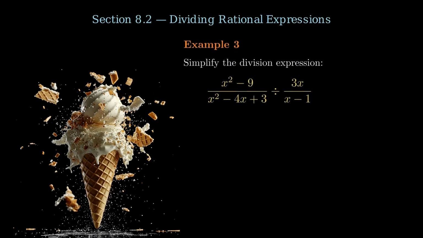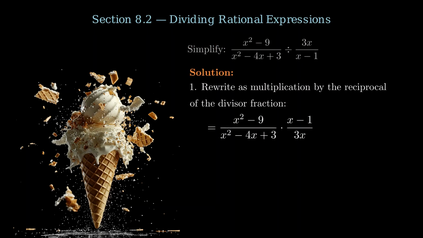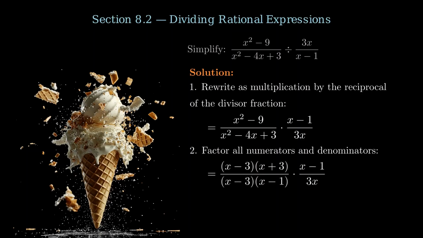Let's practice dividing rational expressions with polynomials. Simplify the expression x squared minus 9 over x squared minus 4x plus 3 divided by 3x over x minus 1. First, rewrite the division as a multiplication by the reciprocal of the divisor. So we flip 3x over x minus 1 into x minus 1 over 3x.